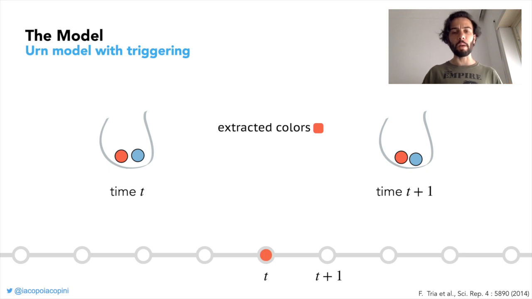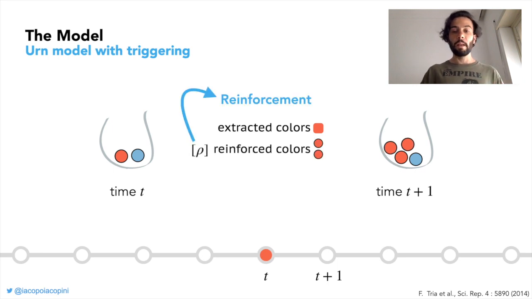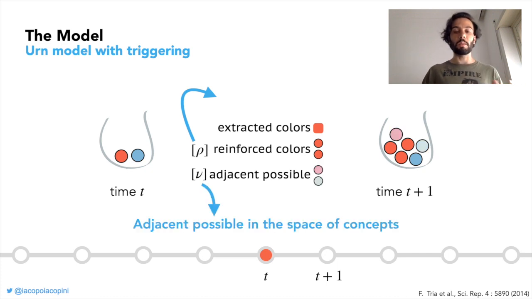So the framework is the urn model with triggering, where we have an extraction of balls of different colors from an urn, where a color represents a symbol or an album, for example. So let's say you extract a red ball, and you put it back in the urn together with rho additional copies of it. This is the reinforcement parameter. Then since red is new for you, this also opens up new possibilities. This is what we call the adjacent possible in the space of concepts. That means that you add balls of brand new colors into the urn.